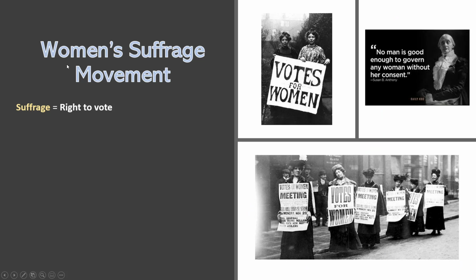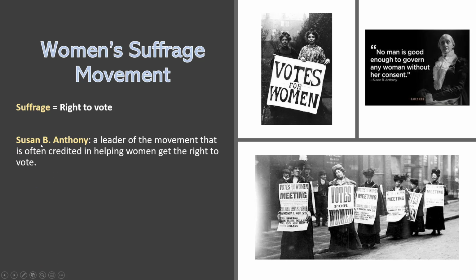So let's look at a few things. Just a very brief, Spark Notes version of women's suffrage. The women's suffrage movement obviously is a movement for women to get suffrage, get the right to vote. This woman, Susan B. Anthony, as you see here, who says, "No man is good enough to govern any woman without her consent," is going to be a leading activist and a leader of this movement to help women get their suffrage rights, help them get the right to vote. And with her, there will be countless women who are important. But for the sake of on-level U.S. history, we're thinking about just Susan B.